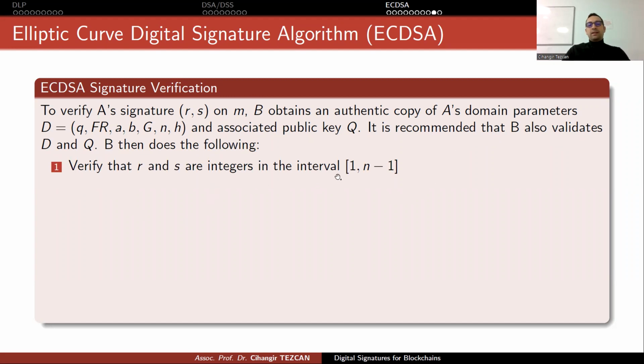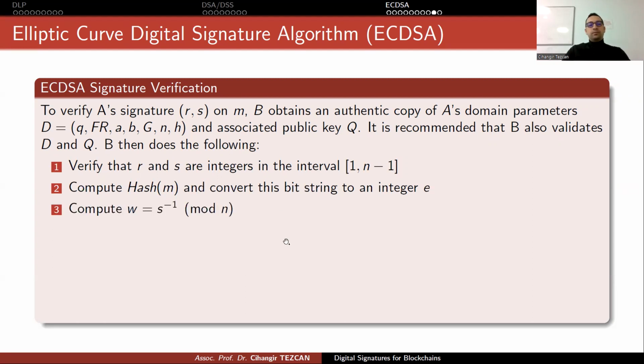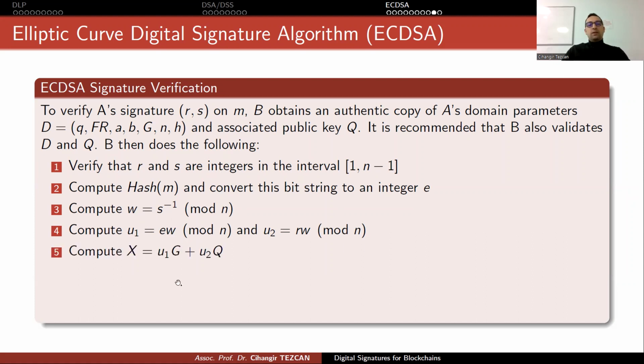If the parameters are correct, if you obtain the signature, B then does the following. Verify that R and S are integers in the interval. Compute the hash of the message and convert it into an integer. Compute S inverse. Again, S is coming from the signature. You compute, multiply with W. Again, this is what we did on the digital signature algorithm.